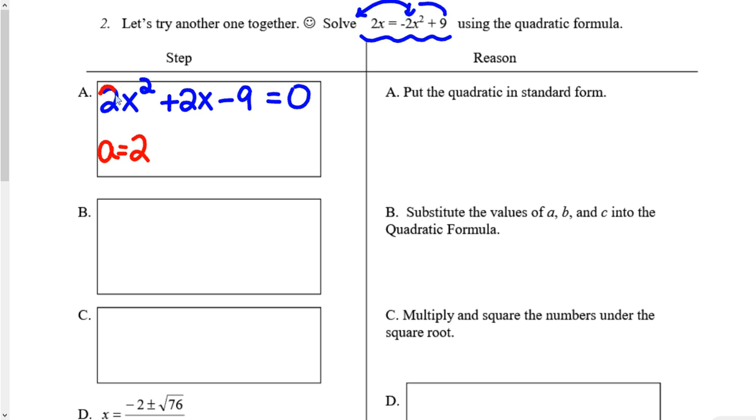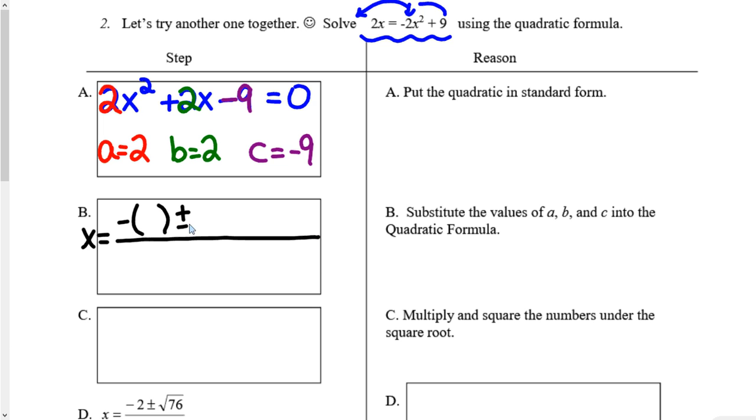So I've got my a, b, and c, where my a is going to be the 2, that's the coefficient of x squared. My b is going to be +2 as well, that's the coefficient of x. And my c is going to be -9, or the constant term. Now I'm ready to substitute into the quadratic formula. That started with x equals, I had the opposite of b plus or minus the square root of b squared minus 4ac all over 2a, and I'm just going to plug my numbers in.